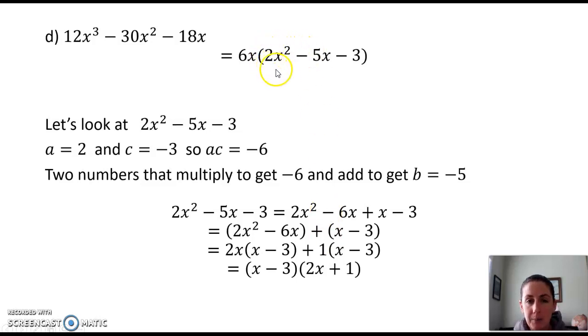So coming back up here to this 2x squared minus 5x minus 3, this factors into x minus 3 times 2x plus 1, and so fully factored we have 6x times x minus 3 times 2x plus 1, and neither of these will factor any further.